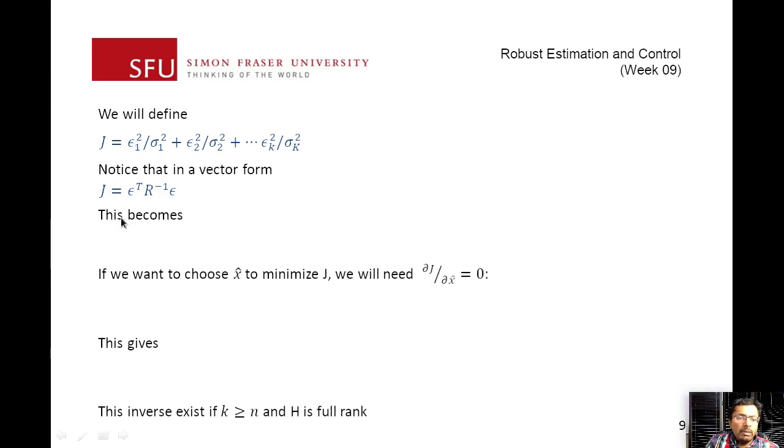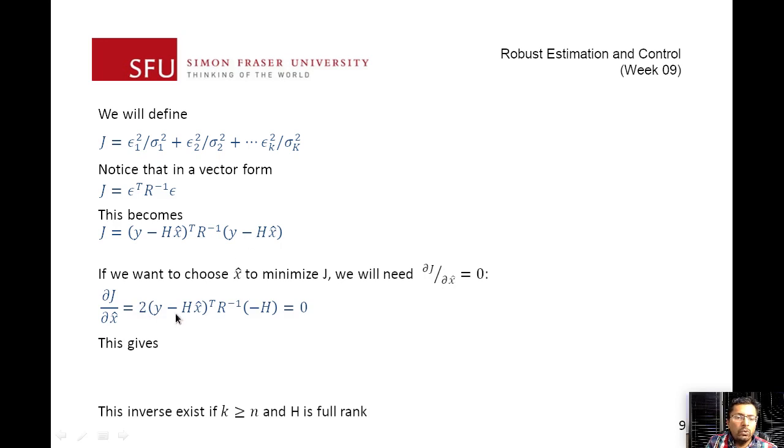So, coming back, we're going to follow pretty much the same steps that we had before. If you substitute for epsilon from the previous page, where epsilon is equal to y minus h x hat, this becomes (y minus h x hat) transpose R inverse times (y minus h x hat). The principle still remains the same. The only thing that you can tune is my x hat. So I'm going to minimize with respect to x hat by taking the derivative of J with respect to x hat and setting that equal to 0.